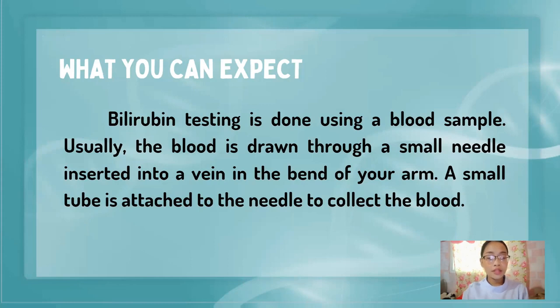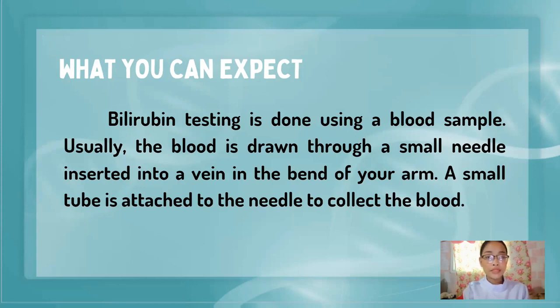Usually, the blood is drawn through a small needle inserted into a vein in the bend of your arm. A small tube is attached to the needle to collect the blood. You may feel a quick pain as the needle is inserted into your arm. You also may experience some short-term discomfort at the site after the needle is removed.